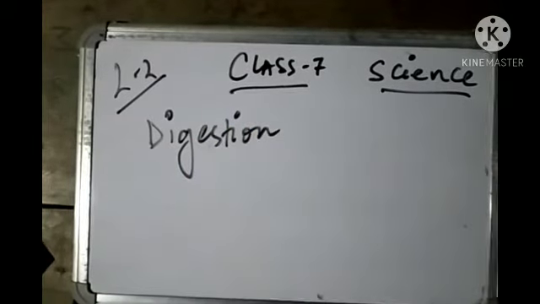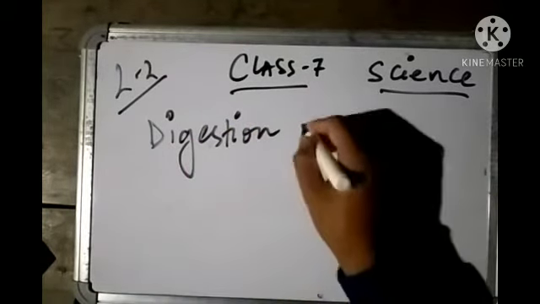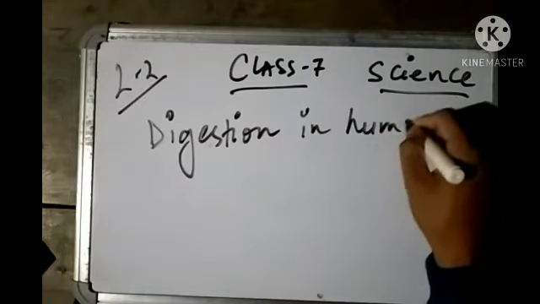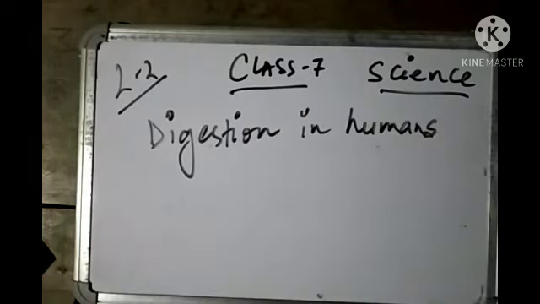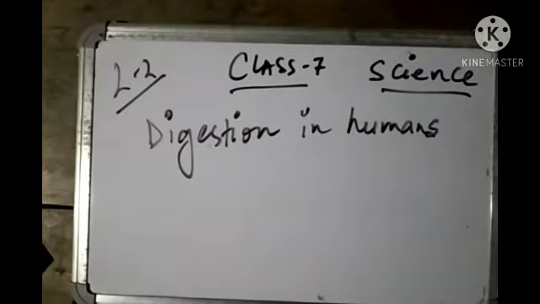In the starting of the lecture I mentioned that digestion is the process of breaking down complex substances into simpler substances. Complex substances cannot be absorbed directly or utilized directly. For example, carbohydrates cannot be utilized as such. They have to be first broken down into simpler substances.